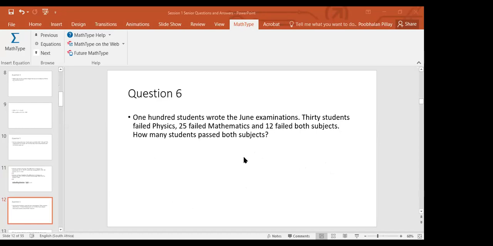So you know how many students wrote the exams, and you know how many failed in each case, in physics, maths, and in both. A problem like this, I don't know how many of you have been exposed to Venn diagrams, but a Venn diagram is a very nice way of capturing this information.